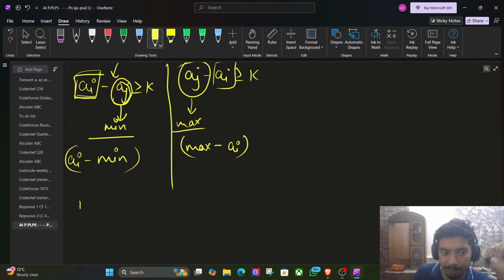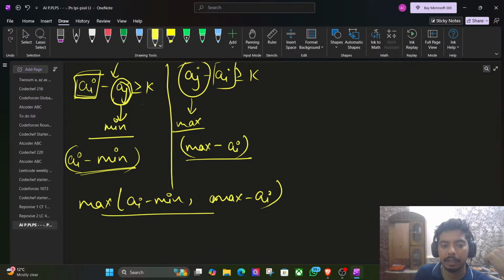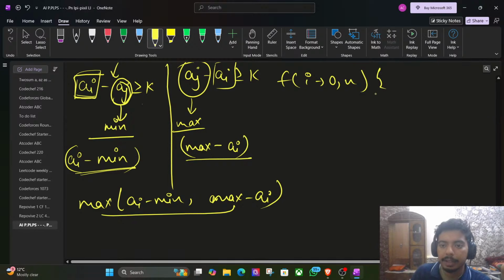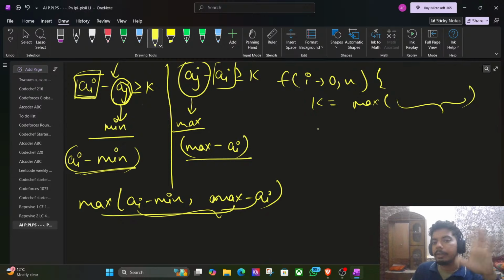Right. Now please keep your concentration here. Now I need the maximum k. So the maximum k is what? The maximum value of both these: ai minus minimum, comma, the maximum value minus ai. Now you can just iterate over all the possible values from 0 to n and take this k as the maximum of this term. I'm not writing here. So the maximum of this term. But now you have to update your answer.